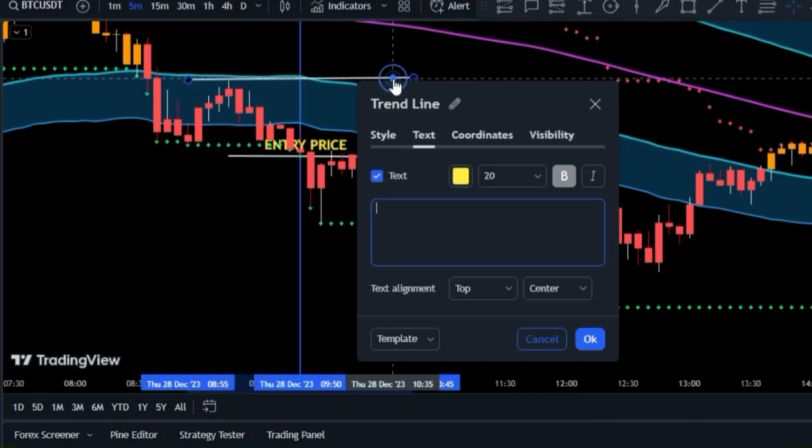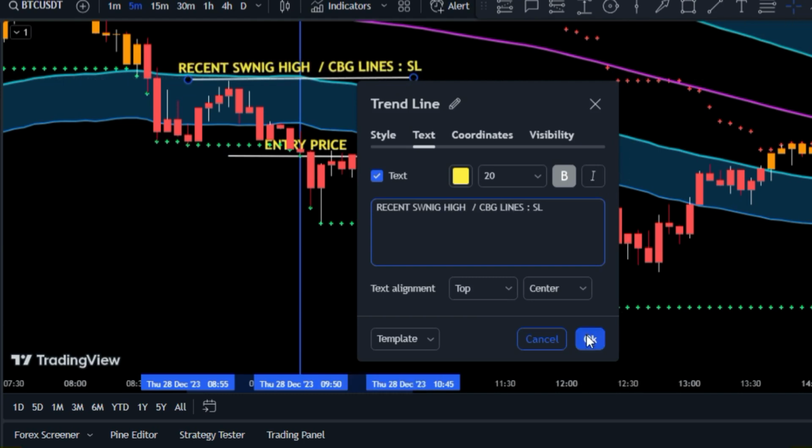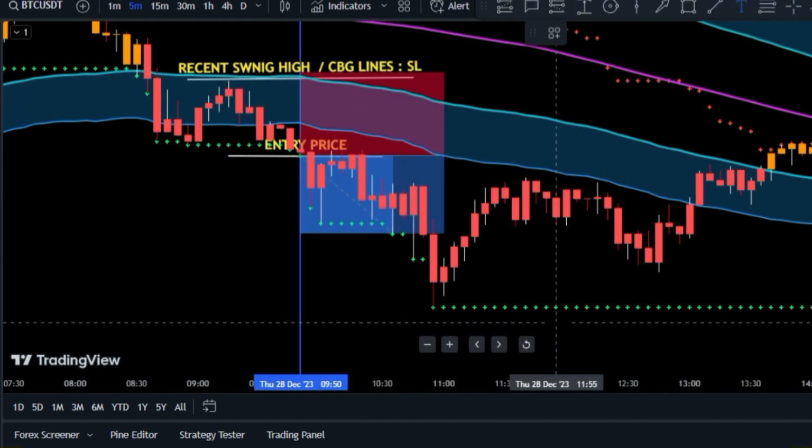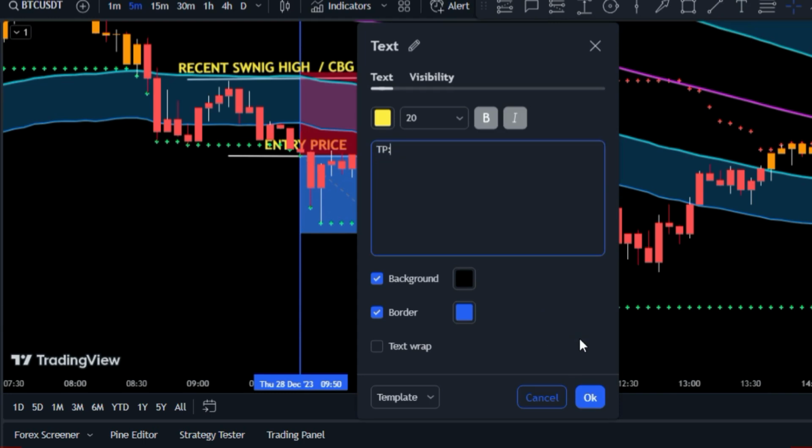But don't forget, set the stop loss. You can set this based on the CBG indicator bands or the recent swing. And when it comes to your target, aim for a risk-reward ratio of 1 to 1.5.